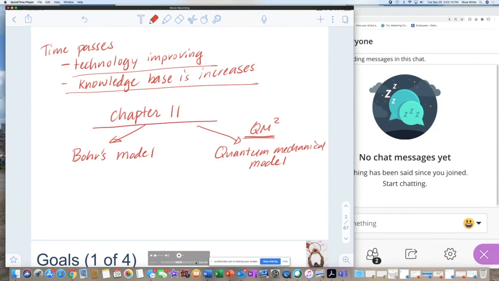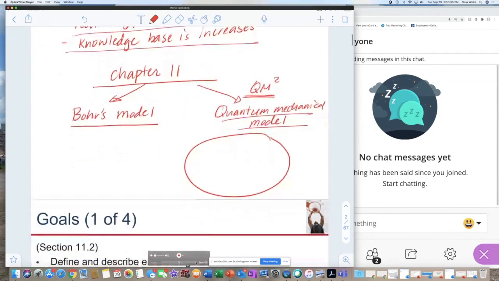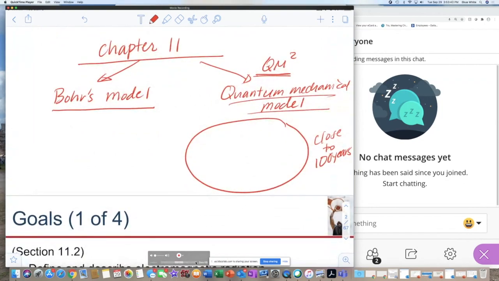Anyway, chapter 11, we're going to be examining Bohr's model. And then the quantum mechanical model. The quantum mechanical model is the newest model out there, okay? In the world of science, when you say newest, oh, this is supposed to be a circle, okay? This newest model is close to 100 years old. It would be like saying, well, how long have you had your cell phone for? 100 years? That's not new. That's old. But in the world of science, especially chemistry, things don't change that much.